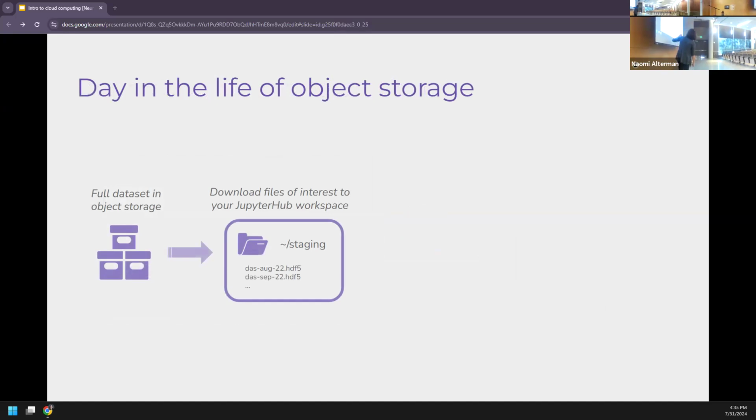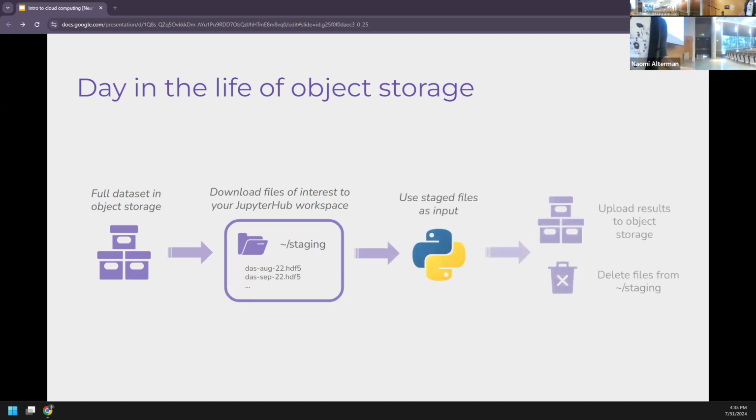It's the end of the day. You download the parts of the 30 petabyte data set that you want to do analysis on. Maybe just some of the files you want to do analysis on. You run your Python code in order to do that work, and then you get output from your Python code. And so you upload the results of all of that work back to object storage, and then delete the temporary copies from your computer's hard drive.